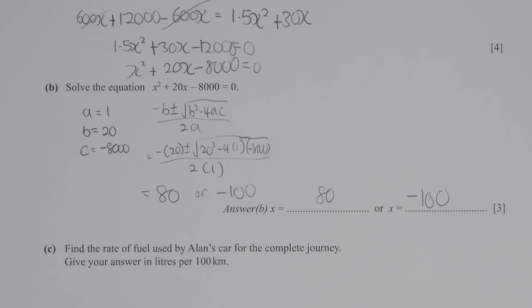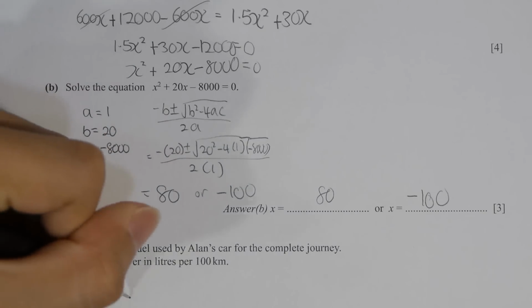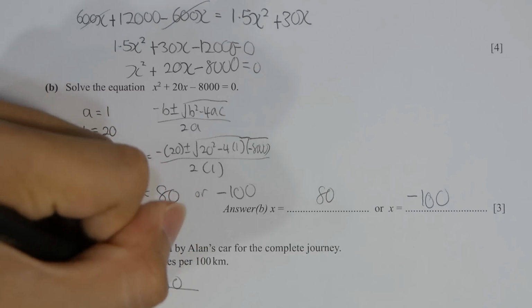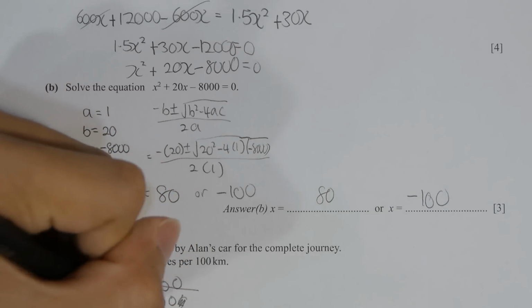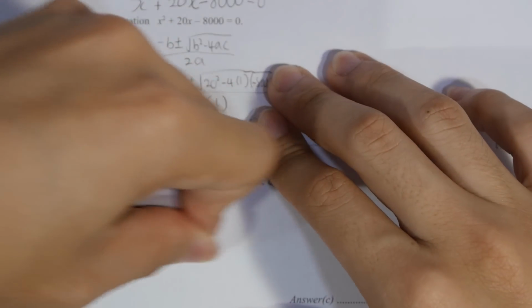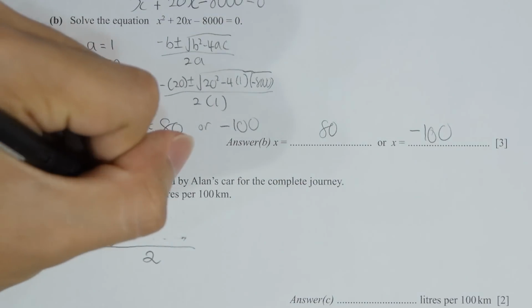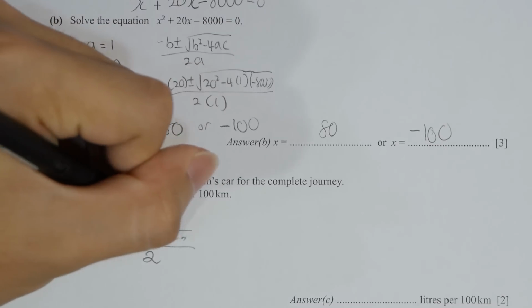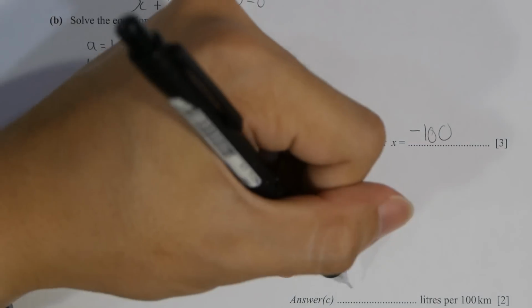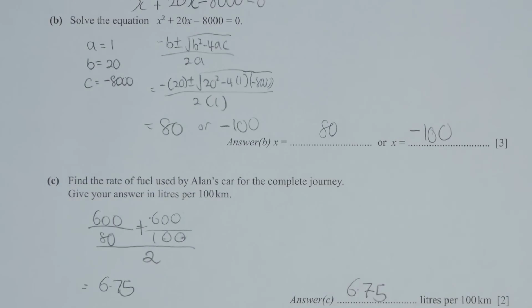So from the answer that we have gotten, x will actually be 80 or negative 100. For us to take it as a distance, it cannot be negative 100, so only 80 is qualified. So substitute 80 into the equation, and then divide it by 2. Then you will get the liters per 100 kilometers as 6.75.